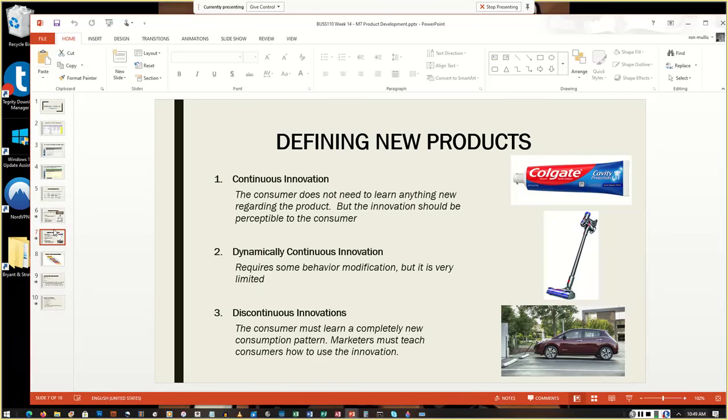Some toothpastes prevent bleeding gums. Others whiten the teeth in a certain amount of days. But a consumer doesn't really need to learn a new way of brushing their teeth. When marketing a continuous innovation, marketers need to make consumers aware of whatever the new features are, but they don't need to re-educate them on how to use the product.